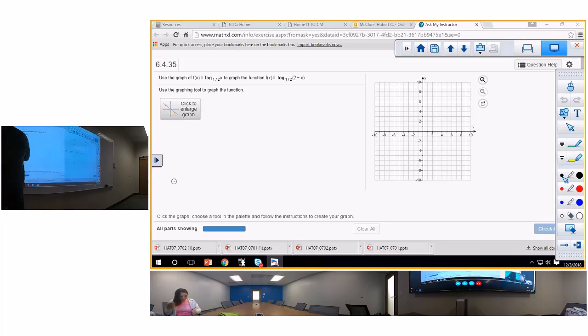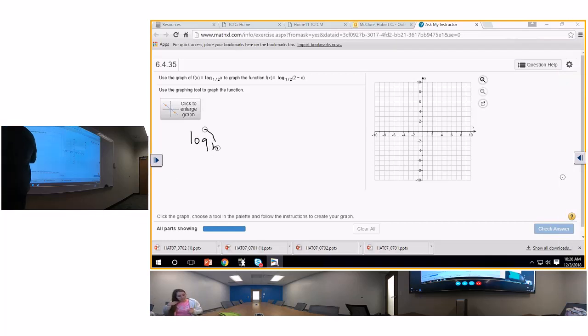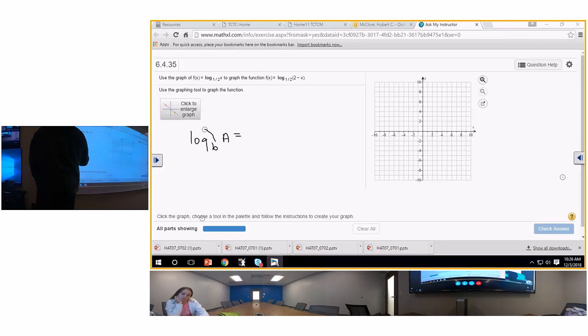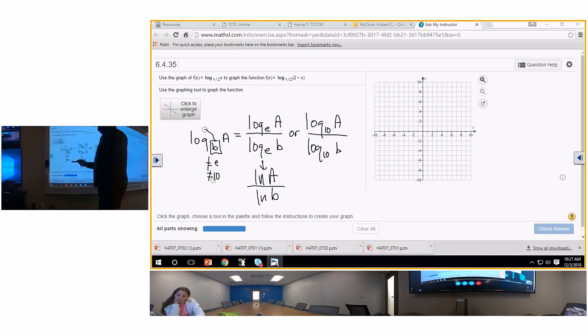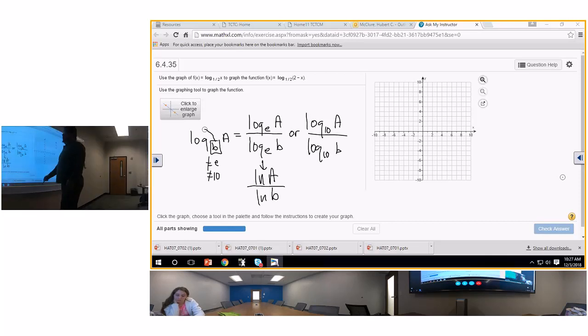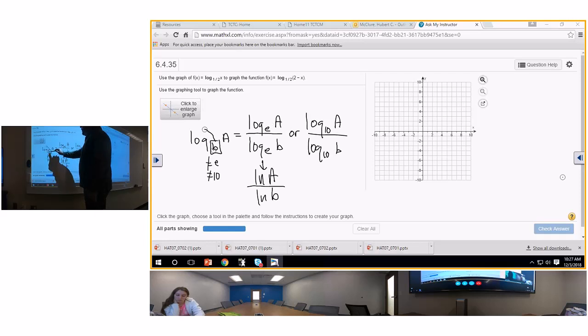The log base B of A, if I want to change that to log base e or log base 10, then I do log base e of A over log base e of B, or log base 10 of A over log base 10 of B. So in other words, this is natural log of A over natural log of B. If I have something that's not equal to e or 10, because these are the only ones I can calculate on the calculator, then I put the big one up here and the little one, the base, down here, and I either take the natural log of those numbers or I take the log.